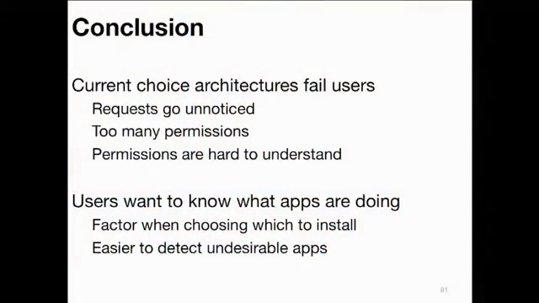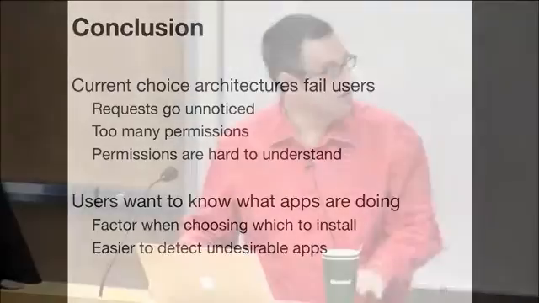So the conclusion is that a lot of the current choice architectures for mobile privacy and security are failing users because the requests are going unnoticed. There are way too many of them, and they're difficult to understand. But at the same time, users really do express an interest in knowing what the apps are doing. And there's a lot that we can do in helping to design the platforms to accommodate that. So that's it. Thanks.